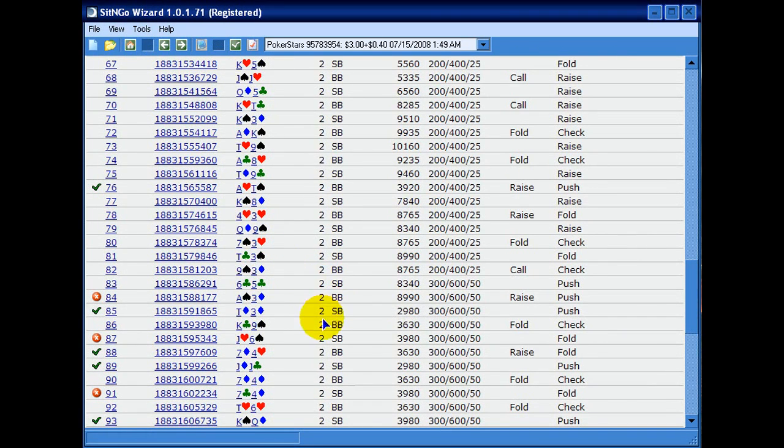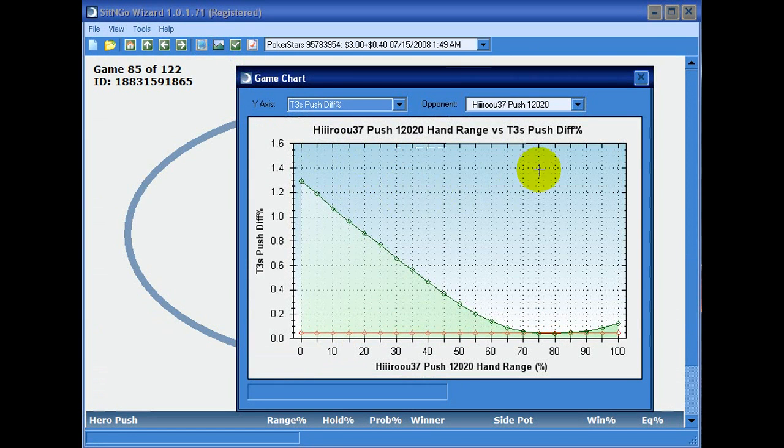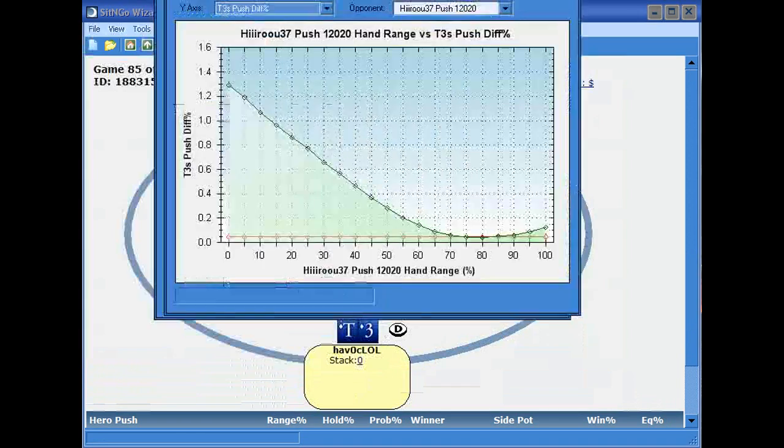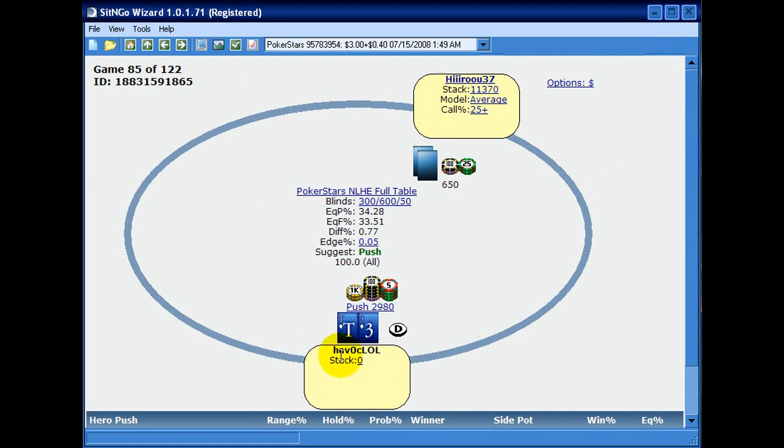Another thing to note is that Sit and Go Wizard gives you way unreasonable ranges for how often they push, but even so, we can see that 10-3 suited, regardless of what his range is, is always a plus dollar EV push. We can see that it never crosses the 0 line in this spot. So yep, don't fold 10-3 suited. Suited cards are very good.